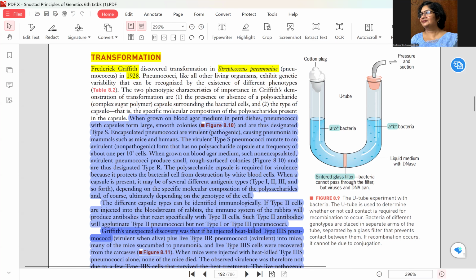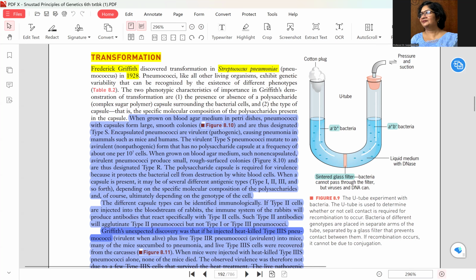On the other hand, if they are rough mutants, that is, they carry some kind of mutation in their DNA which prevents them from making the actual polysaccharide material, they appear as rough colonies and we call them type R.